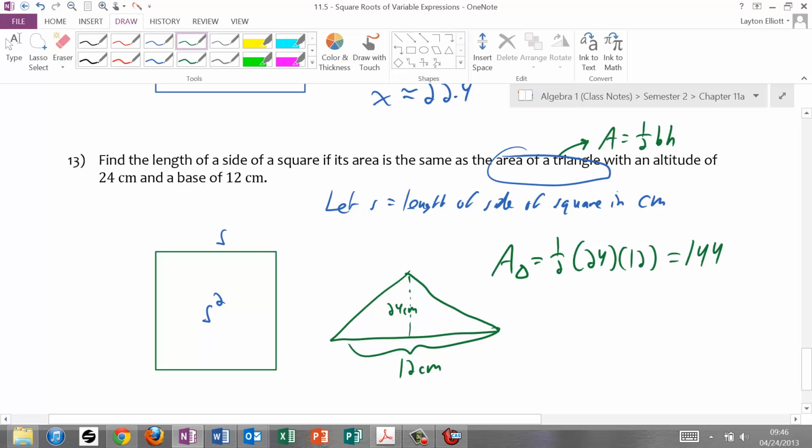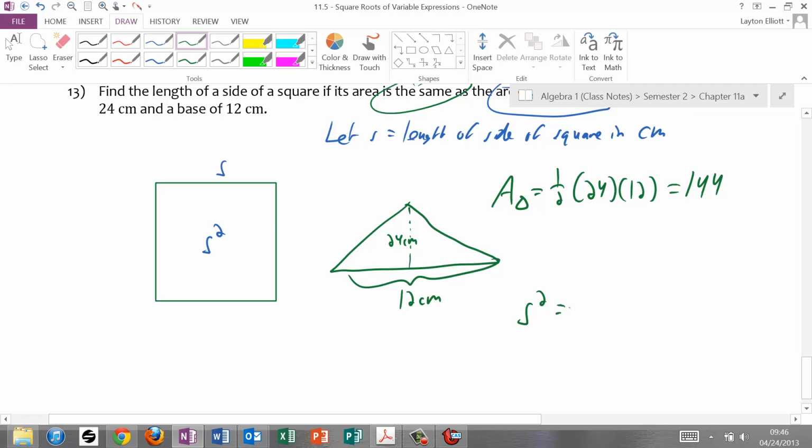Now I'm going to set up the equation. It says the area is the same, so that means that s squared is equal to 144. And if s squared is equal to 144, s would be equal to 12. So the side length is 12 centimeters.